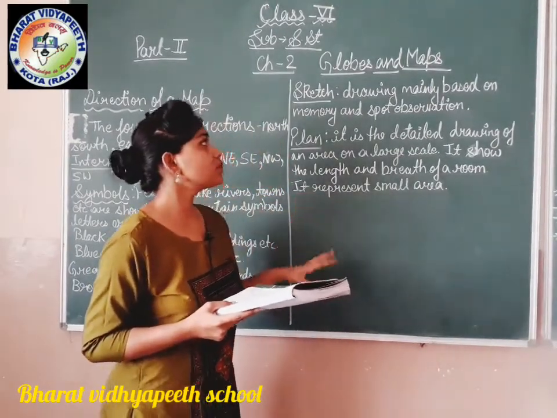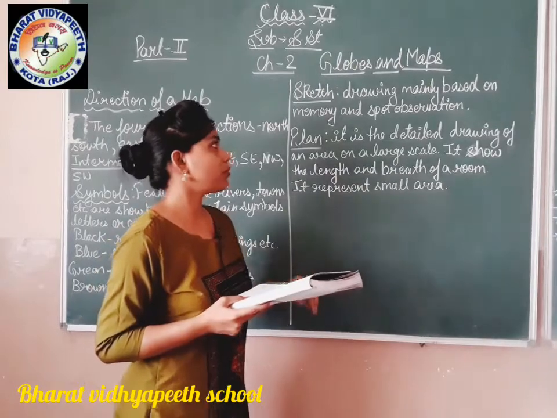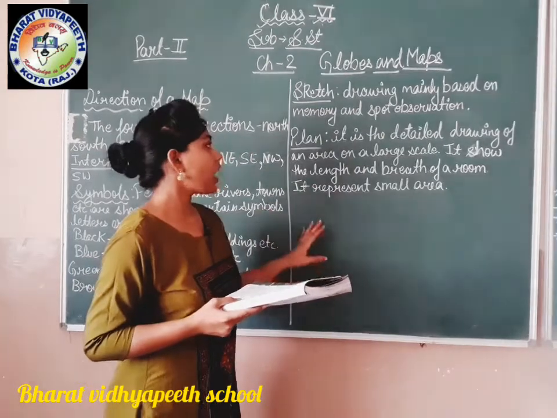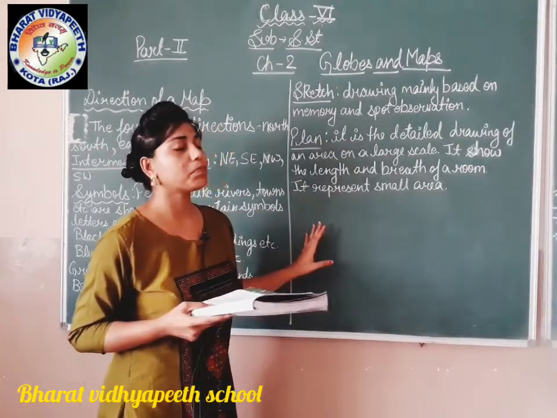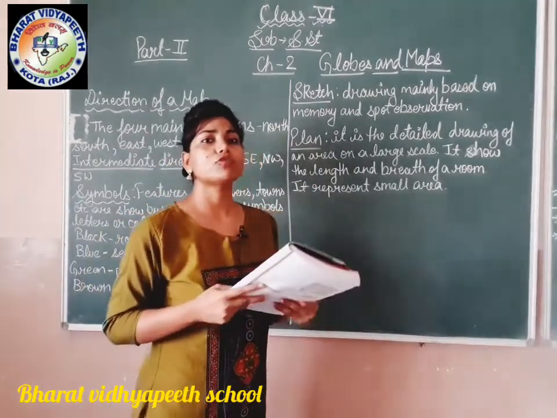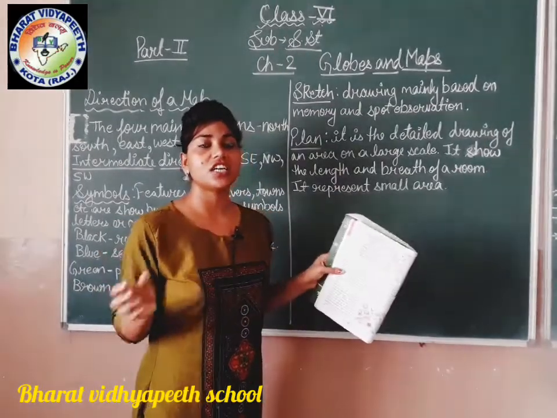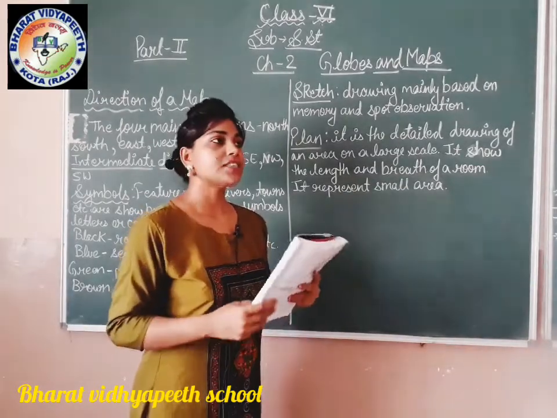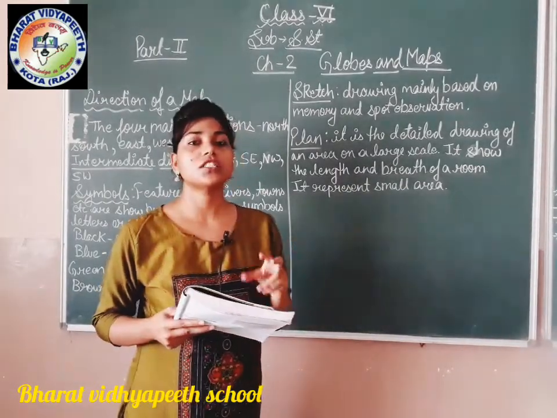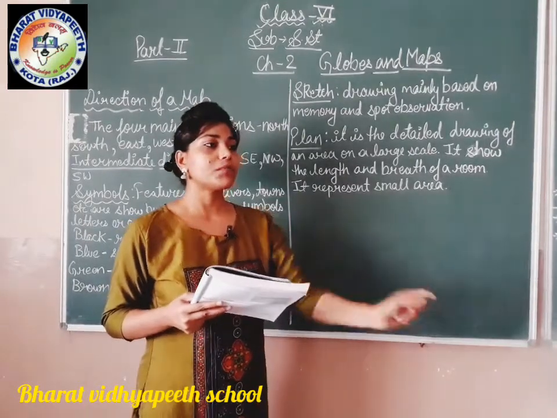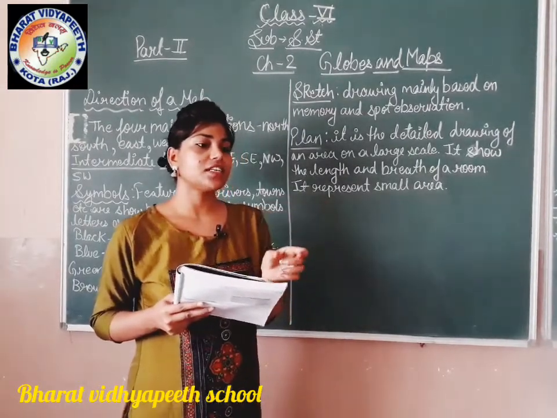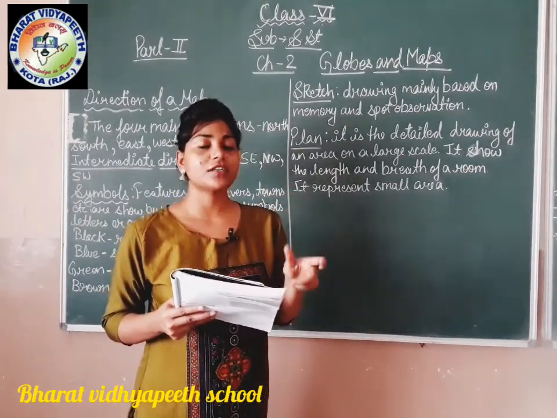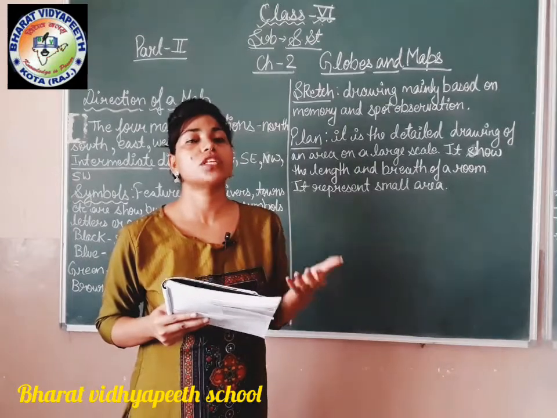So a sketch is a drawing mainly based on memory and spot observation, what you observe by seeing and going anywhere. After that there is a plan. Plan means a plan, as we talk about the map. A map mostly represents large areas in a simple form, in a small area. As in maps you can say that 1 kilometer is equal to 1 centimeter. In a map 1 meter is given there, but in actual life it represents 1 kilometer, 2 kilometers or more than that.